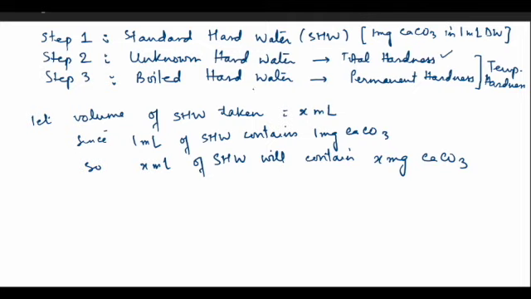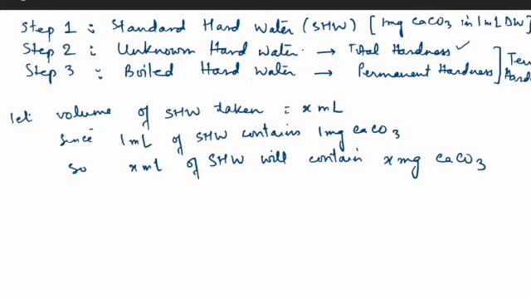The third involves boiled hard water. I take the unknown hard water and then I just boil it. You know it very well: after boiling the hard water, the temporary hardness gets removed and only the permanent hardness is left behind. So the data I get from this boiled hard water is the permanent hardness of that particular sample. Now if I subtract the permanent hardness from the total hardness, I can get the temporary hardness of that water sample. So there are 3 phases or 3 steps related to the numericals.